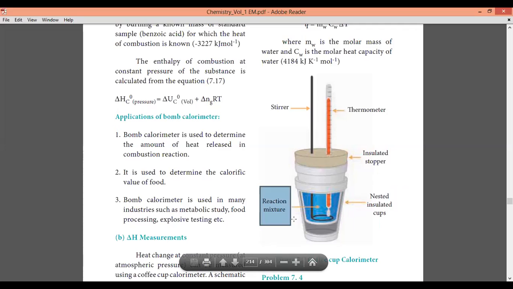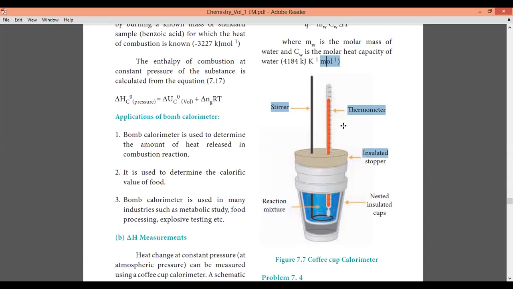Then a reaction mixture. You have to keep the reaction mixture inside over this. After that, a thermometer is inserted. Here also the same setup. Once the temperature increases, the reaction mixture starts to react so that we get the heat change. Those heat changes will be measured using this thermometer.